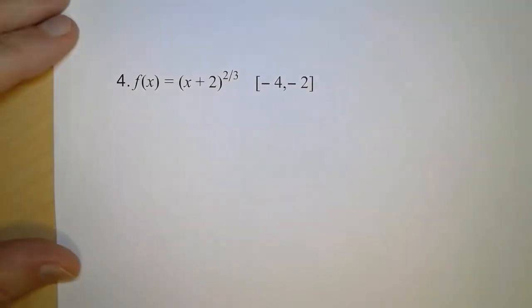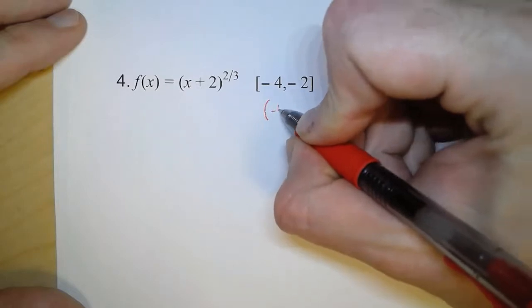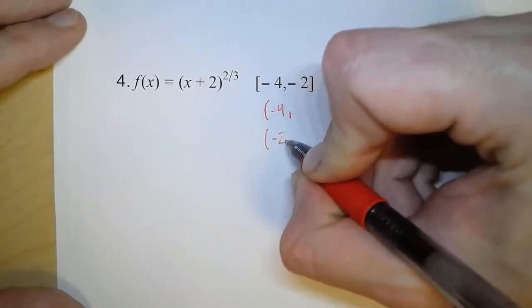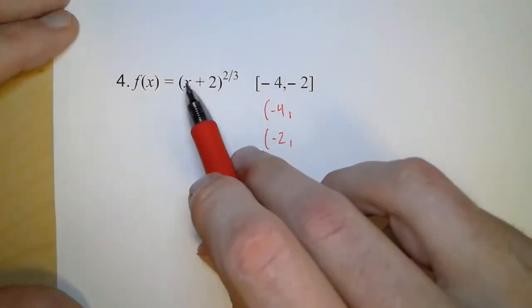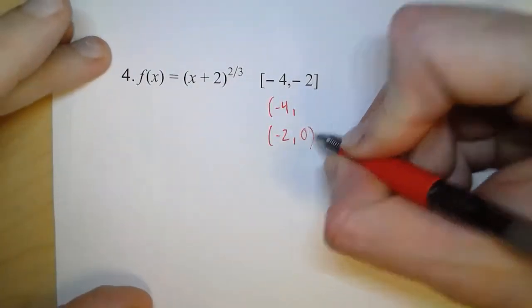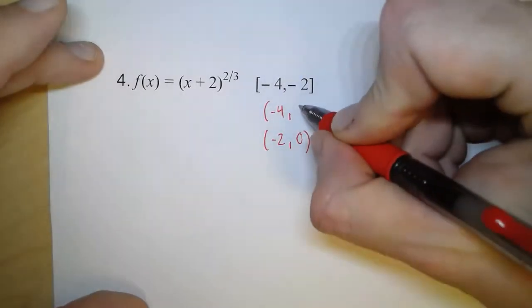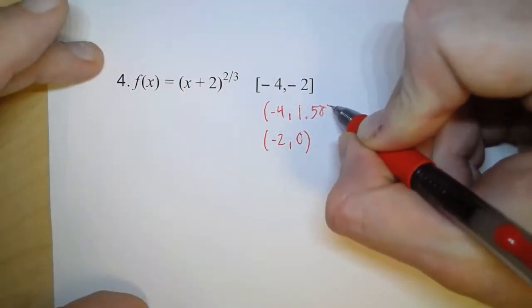So with number 4, here we've got x plus 2 to the 2/3, and we have negative 4 and negative 2. Now negative 2 is pretty simple, because when we add 2, that's 0 to the 2/3 is still 0. When we take negative 4 plus 2, we get negative 2. And then when we raise that to the 2/3, we're going to get a decimal, so that's 1.587.